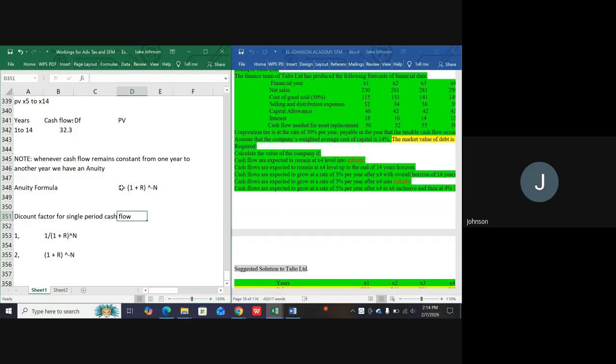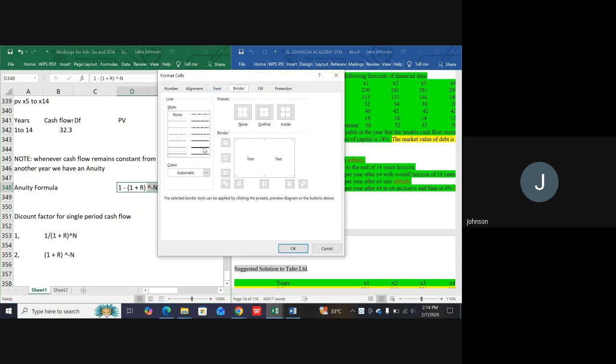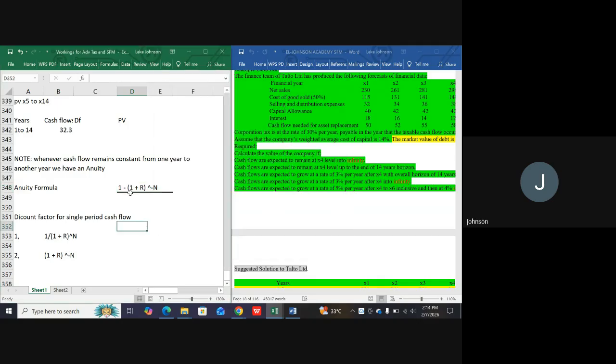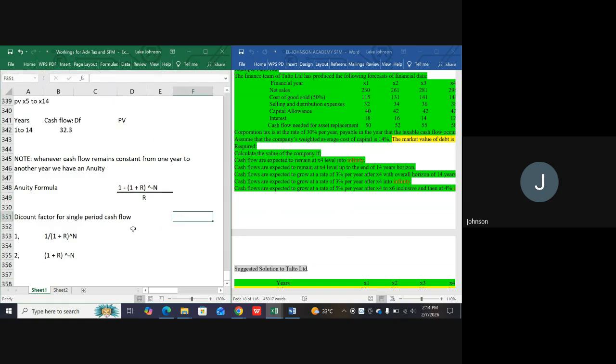Then underneath it, you want to have your r. You come here, you have your r, and we click enter. Then we align it to the right. Yeah, so this is how we have it. So this is how to get your annuity.